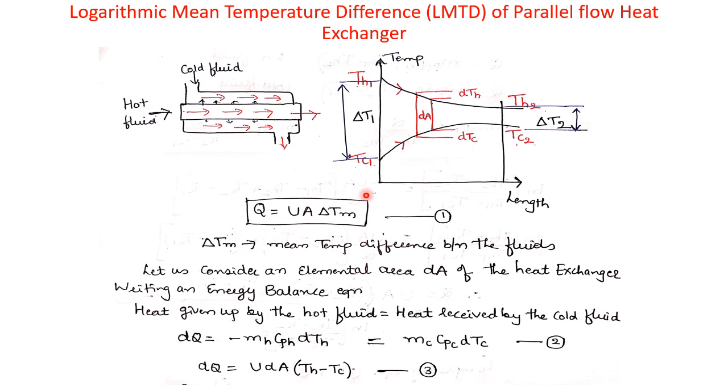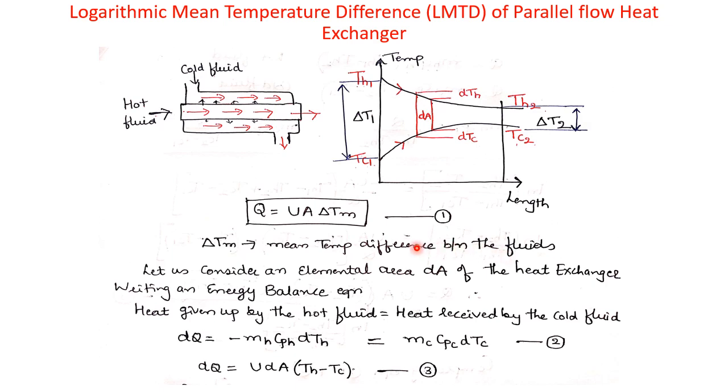Here our main desire is to get an expression for the rate of heat transfer for this parallel flow heat exchanger. It is in this following form, that is Q is equal to U into A into delta Tm. So our main aim is to calculate the rate of heat transfer for this heat exchanger. We already know that U is the overall heat transfer coefficient, A is the area of heat transfer, and delta Tm is the mean temperature difference between the hot fluid and the cold fluid.